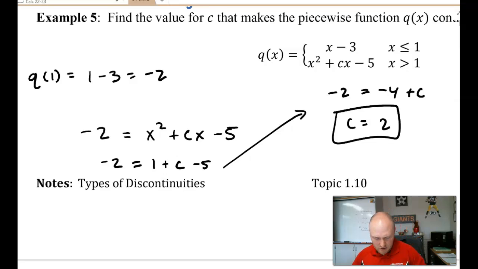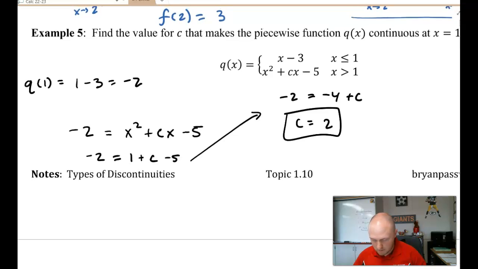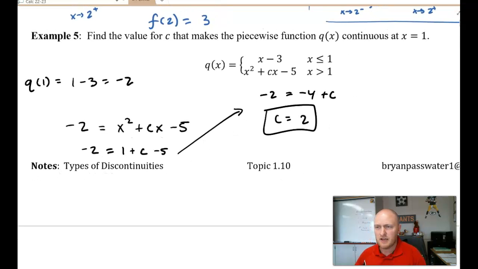You could have gone ahead, and we've talked about this type of problem in the limit analytically and in the piecewise lesson, you could take the left and set it equal to the right and plug in 1. The limit from the left is equal to the limit from the right. But you also want to check and make sure that your function value exists at 1, which it does. It's attached to my left piece.